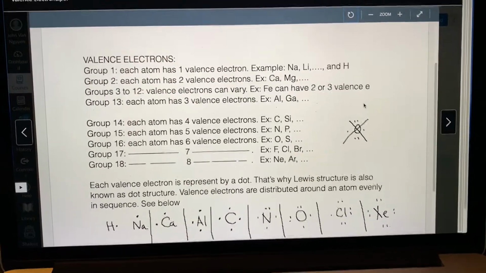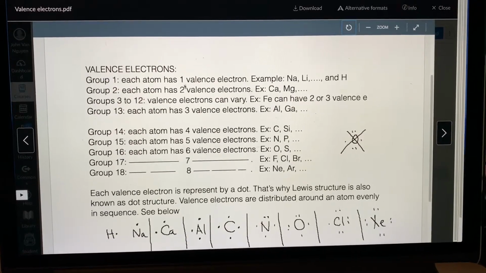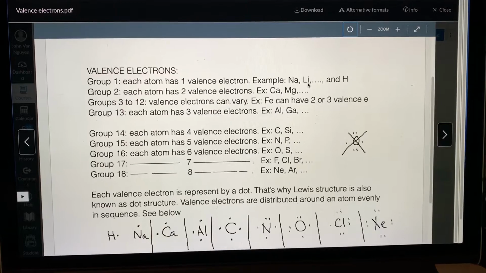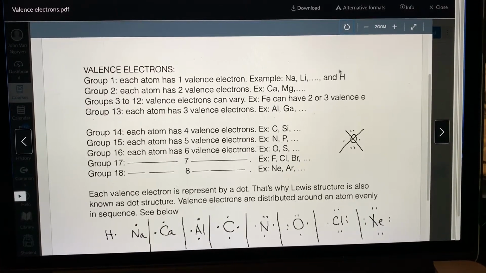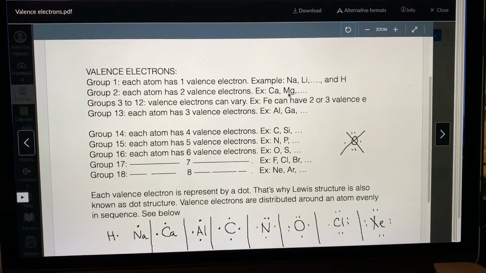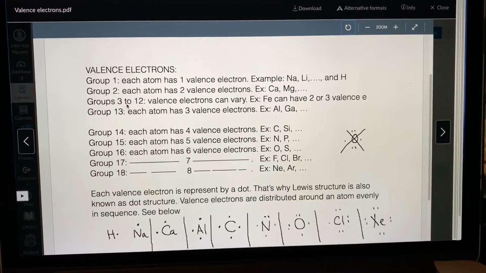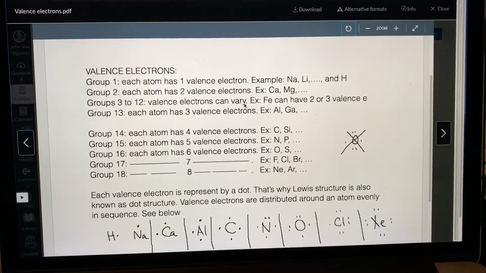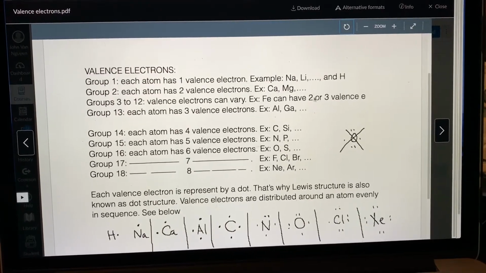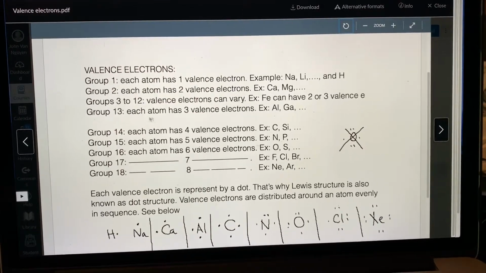Valence electrons go by group. Group 1, each atom has 1 valence electron. For example, sodium, lithium, and most of the time you're going to be dealing with hydrogen, 1 valence electron. Group number 2, 2 valence electrons. Here's the example, calcium, magnesium. Groups 3 to 12 can vary, and we're not going to deal with these. Like iron can have 2 or 3 valence electrons, and so on and so forth.